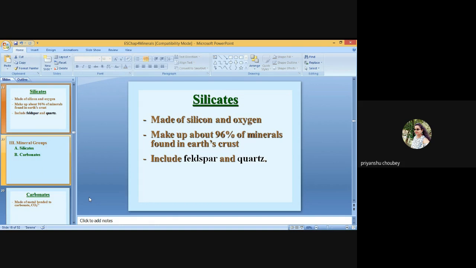The amphibole has a chemical formula X2Y5 silicon oxygen 22 hydroxide 2, where large cations occupy a bigger site and smaller cations such as magnesium occupy a smaller site. So, examples of the amphibole minerals are tremolite, actinolite and hornblende.